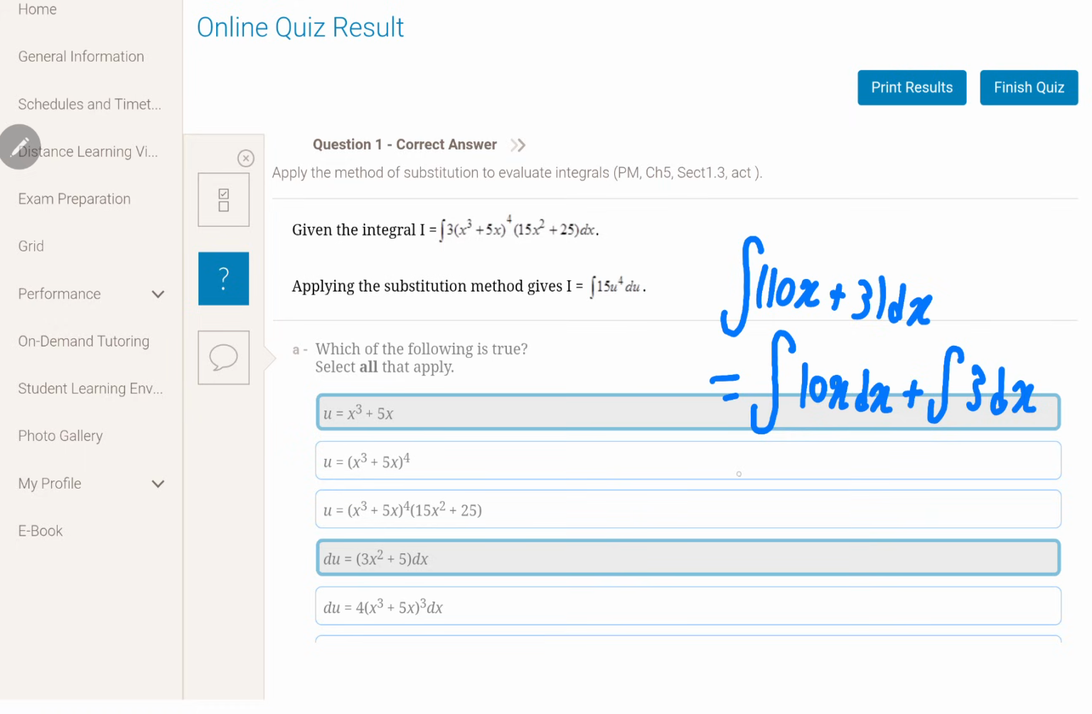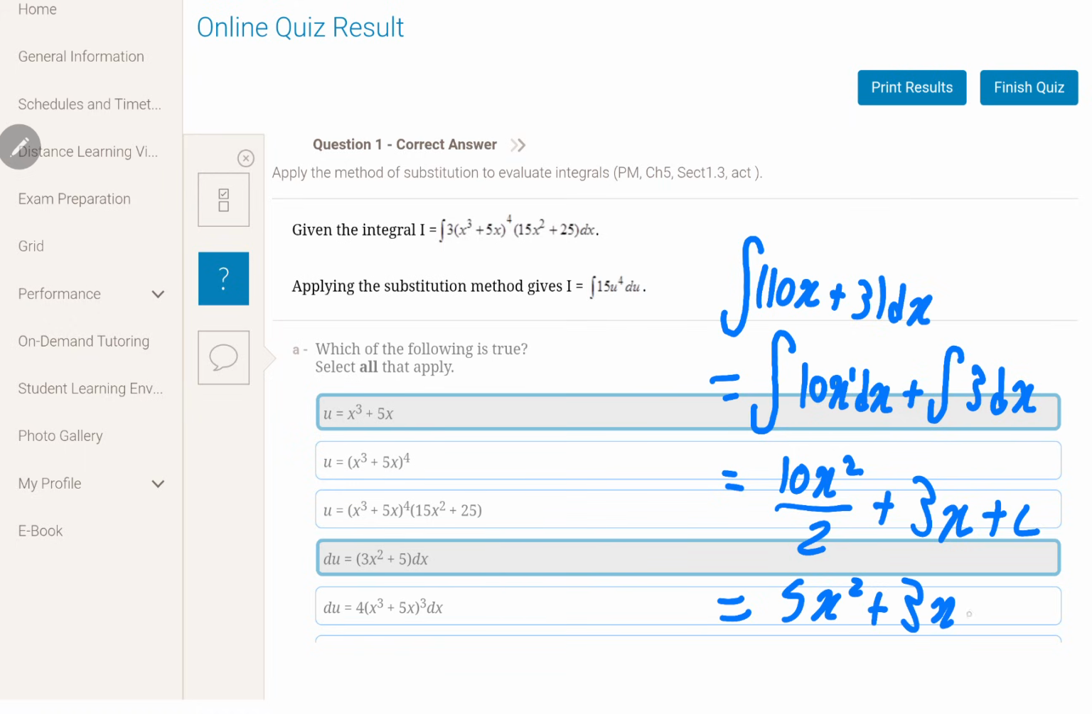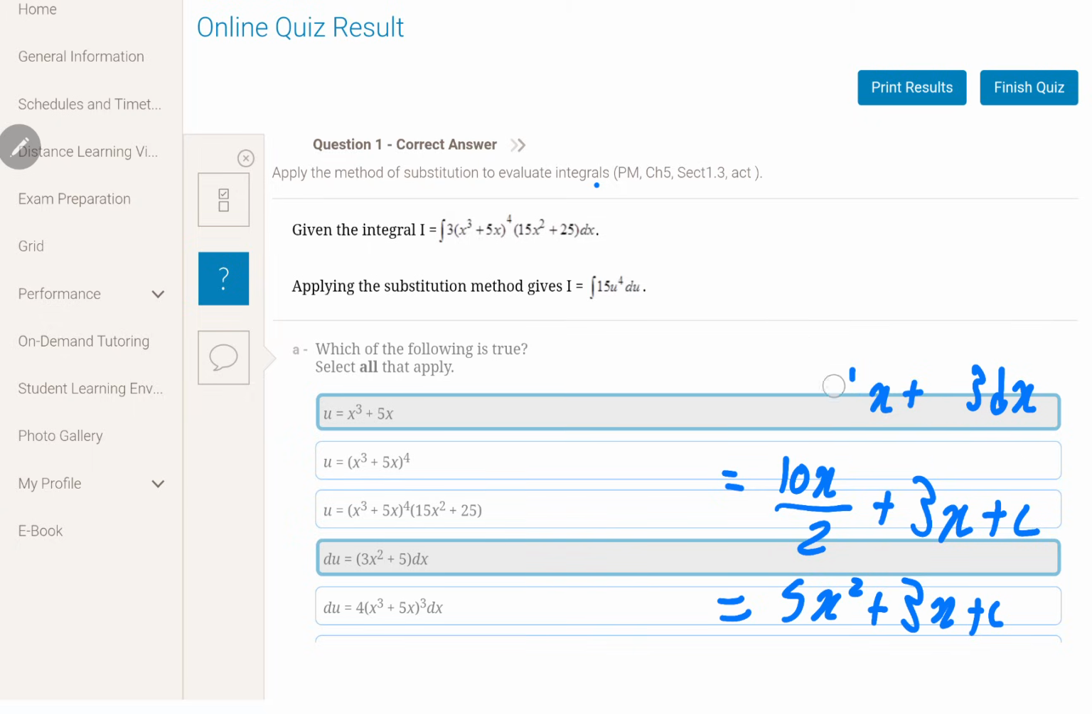Integrating this first part, add 1 to the power, this is x to the power of 1, right? Add 1 to the power, x squared, divide by the new power, 10x squared over 2. Now we're not gonna add the plus c yet, we're gonna add it at the end, because this is the same integral as this if you think about it. Plus, this is a constant, so we just add 3x plus c. So it'll be 5x squared plus 3x plus c. Okay, so now that you know this, we can apply it to some other harder examples.